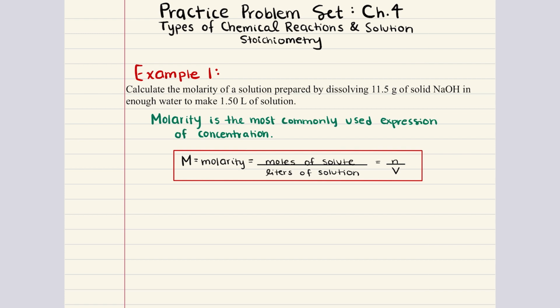This first problem reads, calculate the molarity of a solution prepared by dissolving 11.5 grams of solid sodium hydroxide in enough water to make 1.5 liters of solution. Now, our definition for molarity is moles of solute divided by liters of solution. Looking at what we're given in the problem, we're given liters of solution, but we're not given moles of solute. Instead, we're given grams of solute, 11.5 grams of sodium hydroxide.